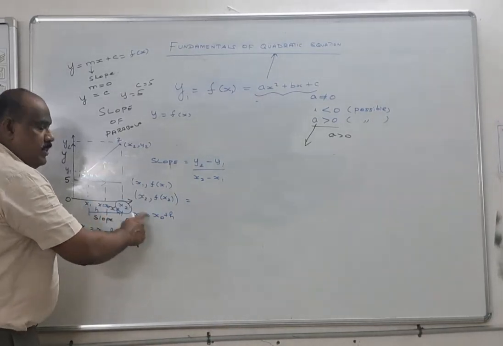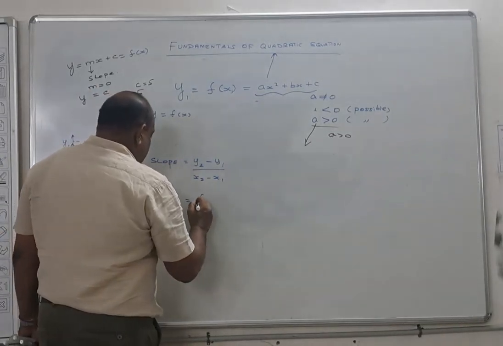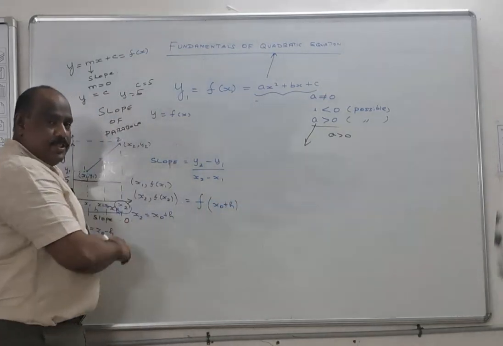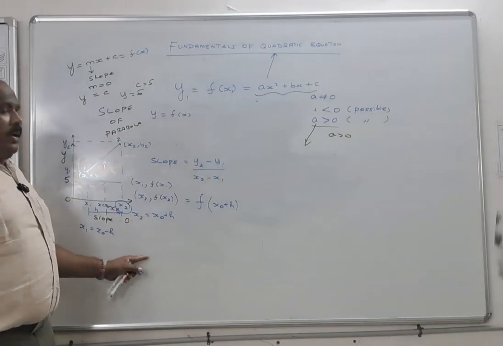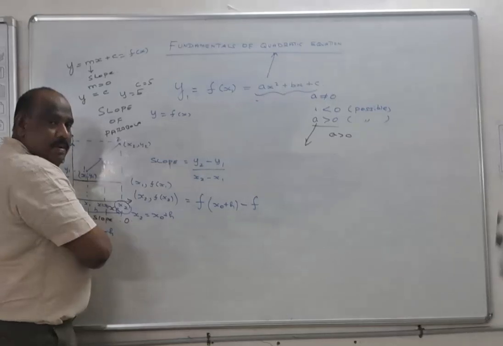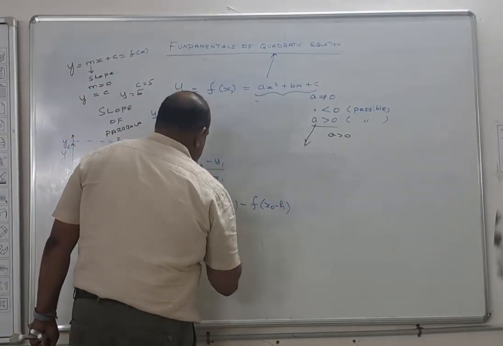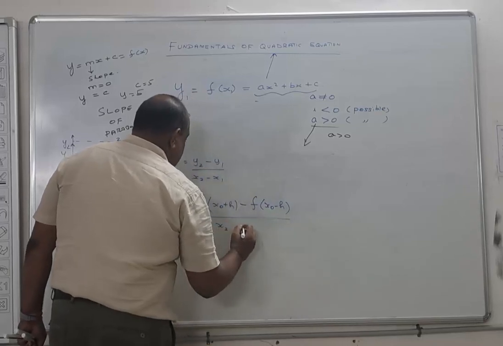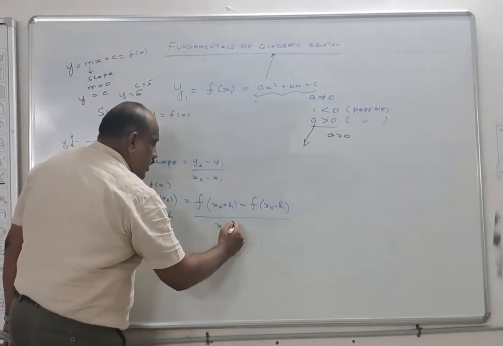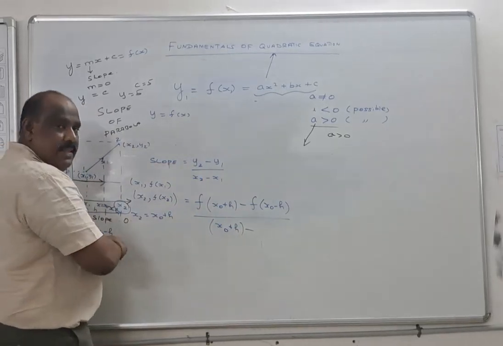So I know what x1 and x2 are. Here I can put y2, which will be equal to f of x naught plus h. I had written f of x2, which is f of x naught plus h, minus f of x1, which is f of x naught minus h, divided by x2 minus x1. x2 is x naught plus h, and x1 is x naught minus h.